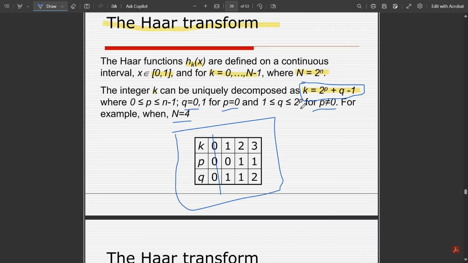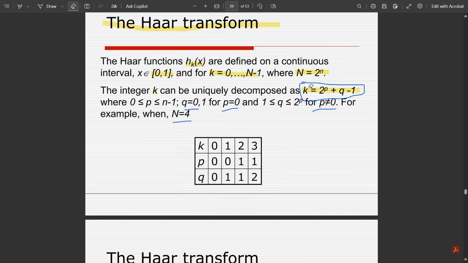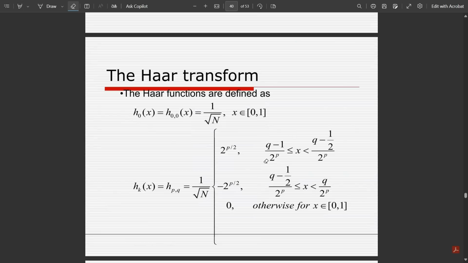And if k is equal to 2, then you should take p as 1 and q as 1, and if k is equal to 3, you should take p as 1 and q as 2. These are the only set of values which would satisfy the equation k is equal to 2 power p plus q minus 1. So hope it is clear.